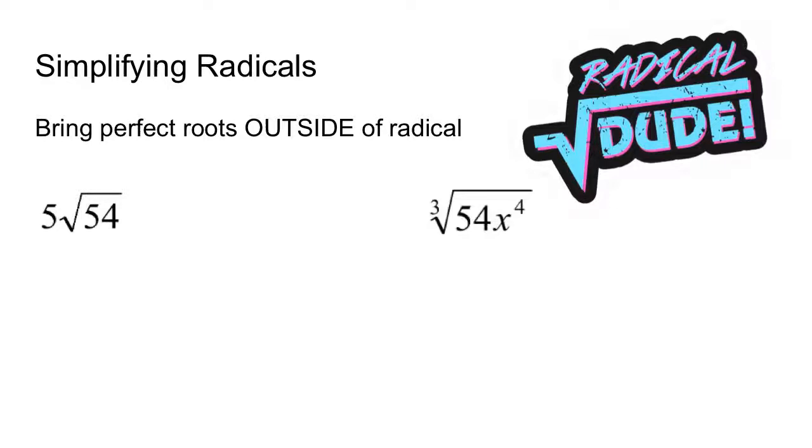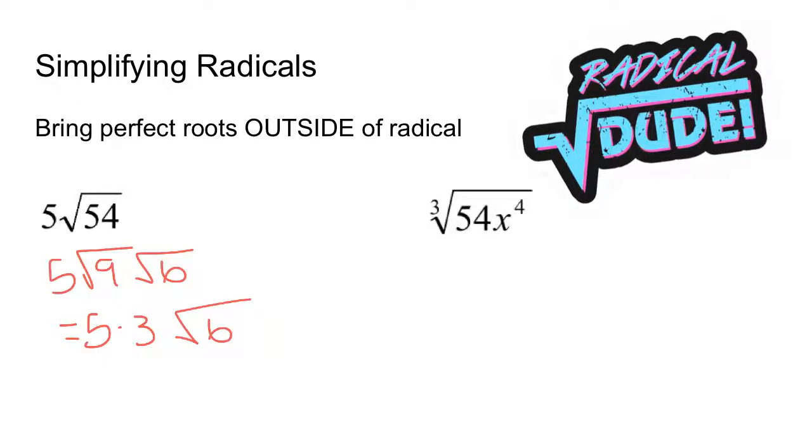Let's do 2 more examples, simplifying. So you have to ask yourself what goes into 54. 4, 9, 16, and so on. And it turns out that the number 9 goes into this. This would be 9 times 6. And we already have a 5 on the outside. So our final answer is going to have a 5 times a 3 on the outside, and 6.